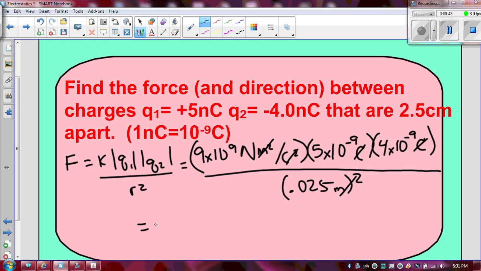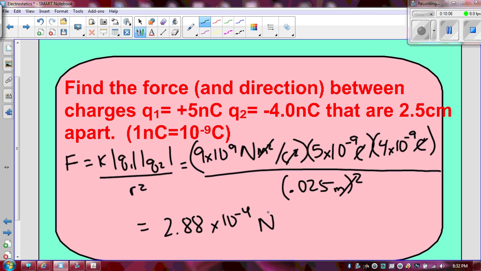That's going to get me 2.88 times 10 to the negative 4th newtons. So not a lot of force, which makes sense because our charges are a lot smaller. Nano is much smaller than micro, which was the previous example. So smaller charges means smaller force. So 2.88 times 10 to the negative fourth newtons.